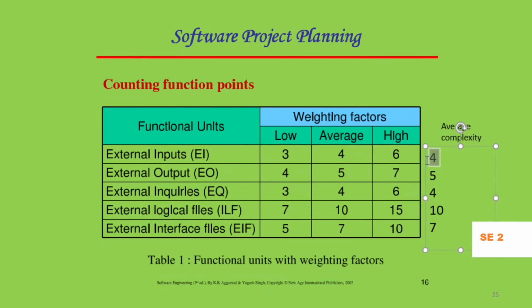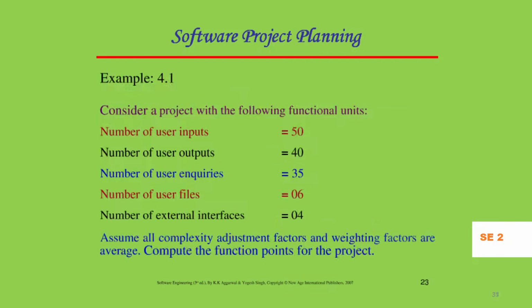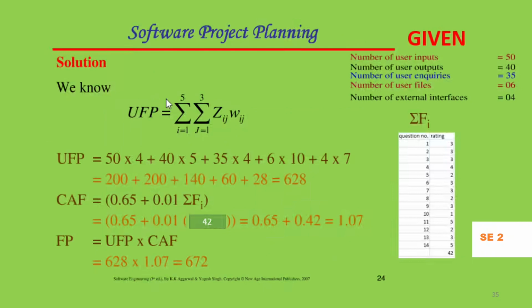So for EI or external input, we have 4, EO 5, EQ 4, ILF 10, and EIF 7. So, yan yung magiging average complexity natin. So, with the given value for this number of complexity, i-summarize na natin dito. So, nilagay ko dito yung given para madali natin tingnan. So, number of user input, 50 times 4. Ano yung 4? 4 is the average.